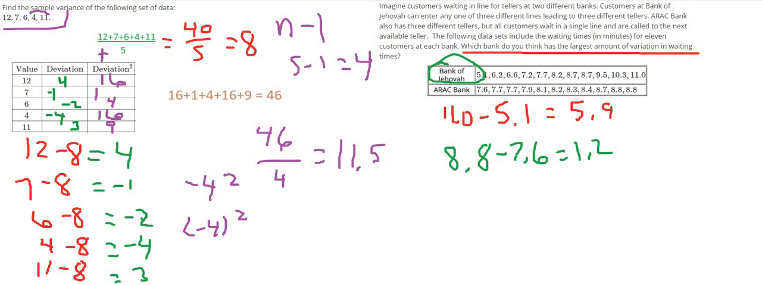Now the last step would be, hey, let's find the standard deviation. Well, to find the standard deviation, we just take the square root of 11.5. That's going to be about 3.39, and it will tell you how to round it.